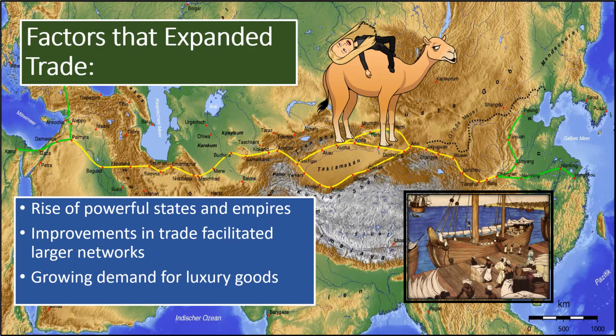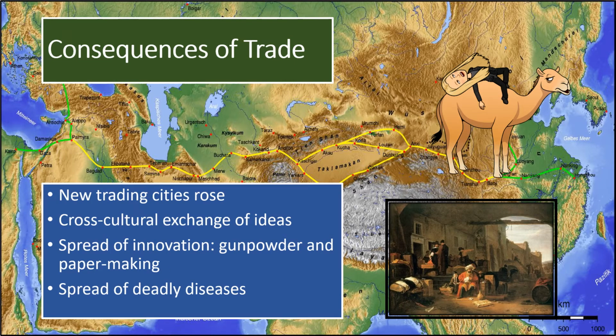Improvements to previously existing commercial practices, including forms of credit, facilitated larger networks of exchange. Driving this growth in trade was a growing demand for luxury goods, such as silk and porcelain from China and gold from Africa. In the context of this growing trade, powerful new trading cities emerged scattered across Africa and Eurasia.